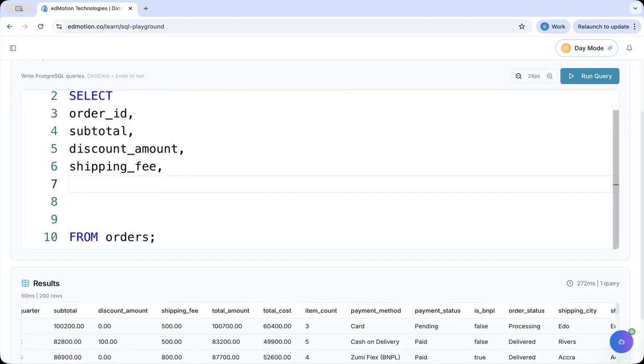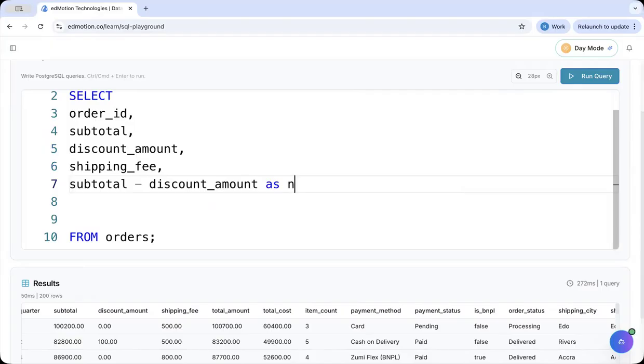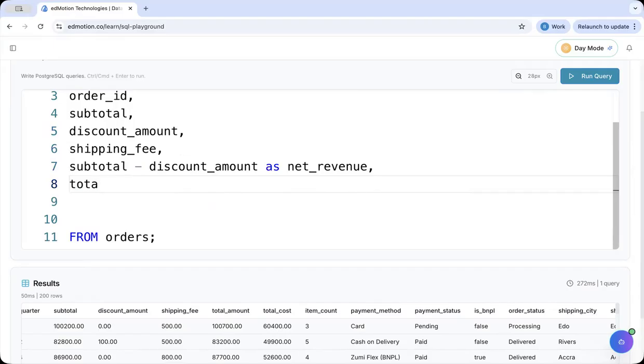What else? Now we want to check the net revenue. I would say the net revenue is going to be the subtotal, right? Minus the discount amount. And we can give this an alias. So we could call this net revenue. Okay, so another thing we'd probably do is to include the total amount. Okay, so I want to see the total amount.